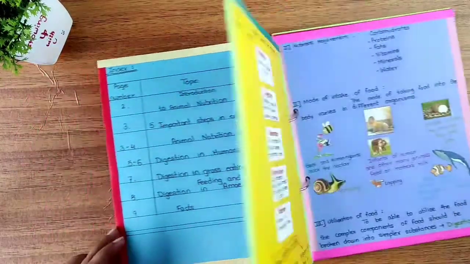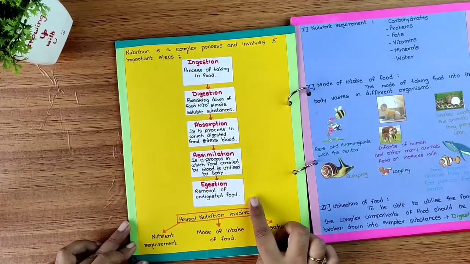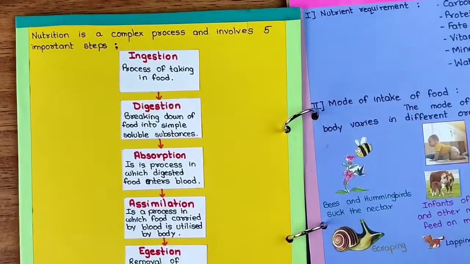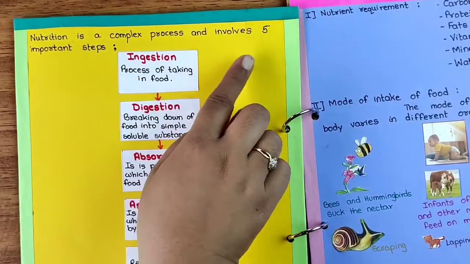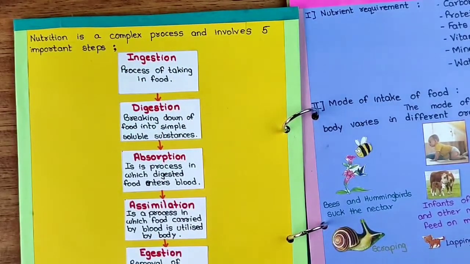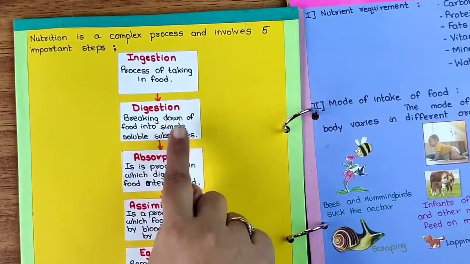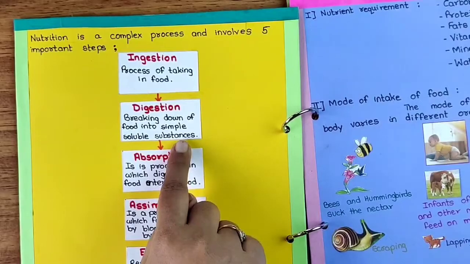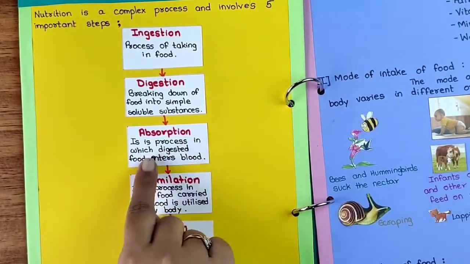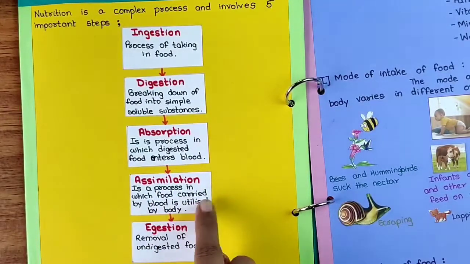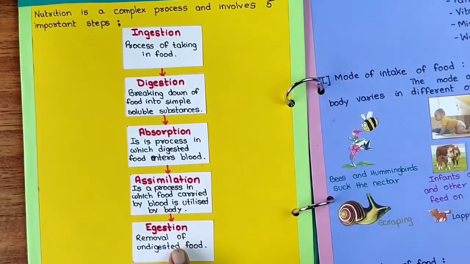Now let's go to page number 3, wherein I have made a flow chart of the important steps in nutrition. So nutrition is a complex process and involves 5 important steps. Number 1 is ingestion, process of taking in food, then digestion, breaking down of food into simple soluble substances. Absorption is the process in which digested food enters the blood. Assimilation is a process in which food carried by blood is utilized by the body, and egestion is removal of undigested food.